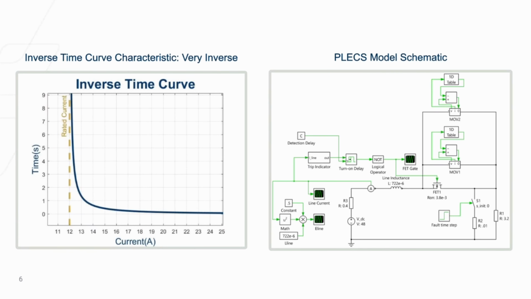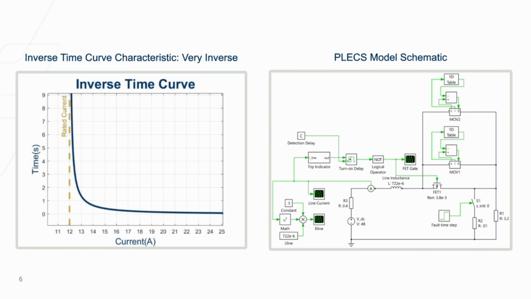And we need to use an inverse time curve as it has a built-in delay, letting momentary surges pass without triggering a trip. On the y-axis, you have the time in seconds that it will take to trip based on the current on the x-axis, where increasing current results in a lower time to trip.